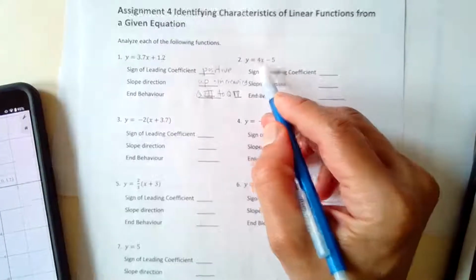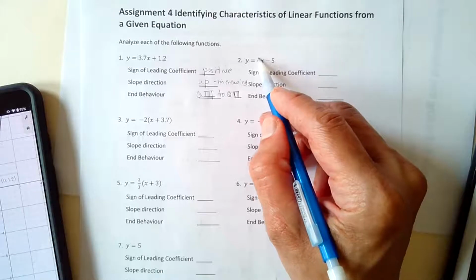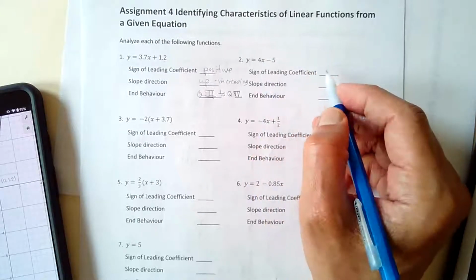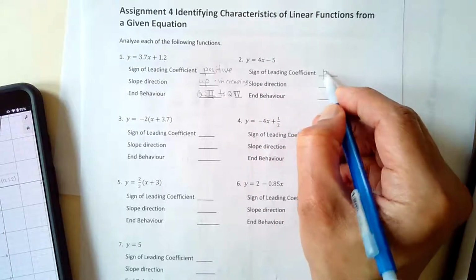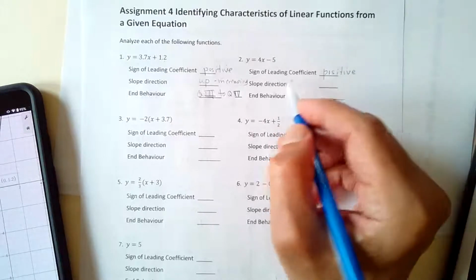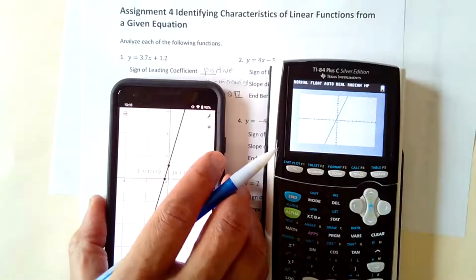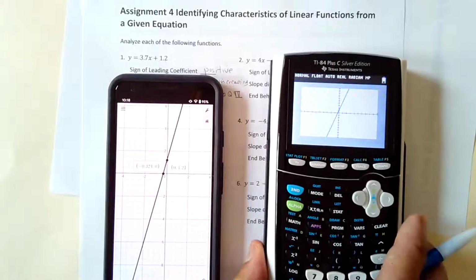Here we have 4x minus 5. So the leading coefficient here is positive. So we can write that here. The slope direction, we are just going to enter into our Desmos.